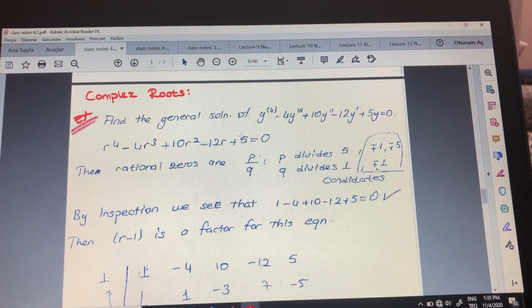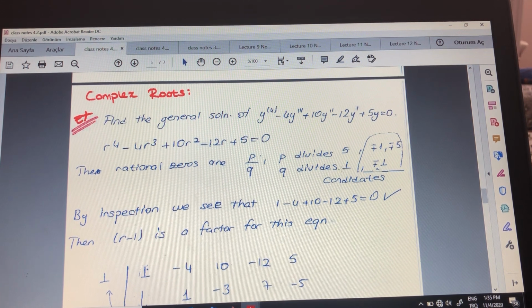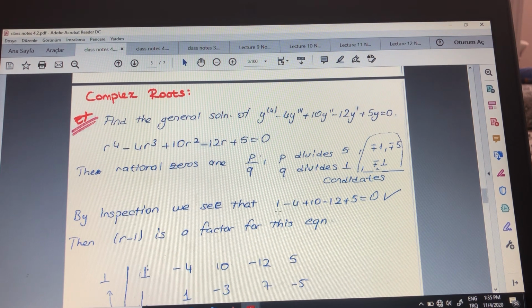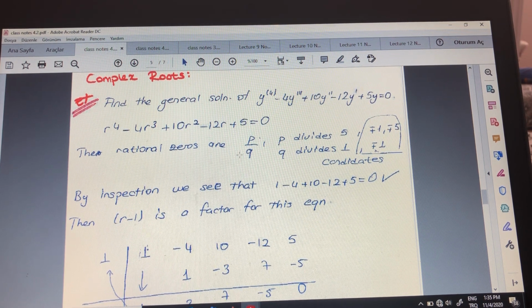Look at that. This is our p, this is our q. q is 1, p is 5. All factors of 5 are plus or minus 1 and plus or minus 5. And all factors of q are plus or minus 1. p over q will be plus or minus 1 or plus or minus 5. So let's check that. Is 1 a root? Plugged in here, yes, it is a root. Then r minus 1 is a factor for this equation.